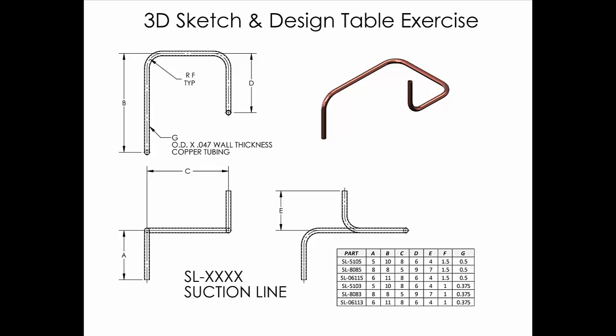Notice the dimensions have letters acting as variables instead of numbers. The table is used to define each variable for every different part. This particular drawing represents 6 different tubing parts. This type of table drawing is very common in industry.